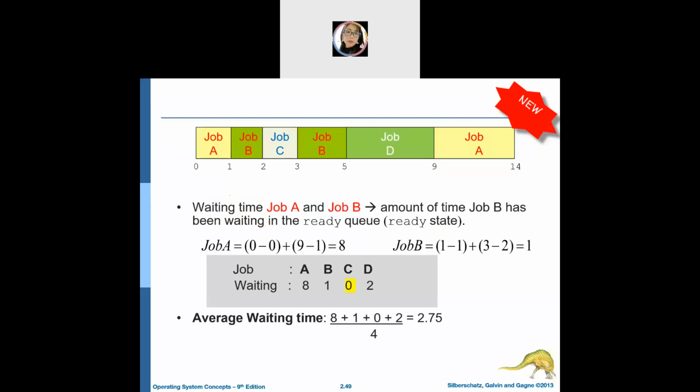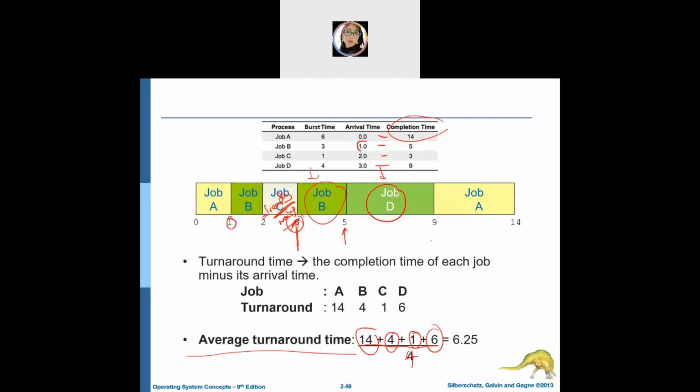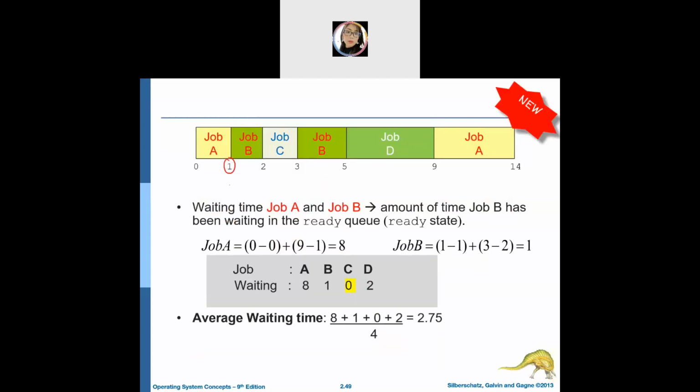Similarly for job B. You come in at arrival 1, and you also start at 1. That's why it's 0, 1 minus 1 is 0. After that, you have a pause here. You start again at 3. So how long were you waiting? 3 minus 2, because this is where you paused. 3 minus 2, you get 1, and this is your waiting time. You just wait 1 time here, you can see.